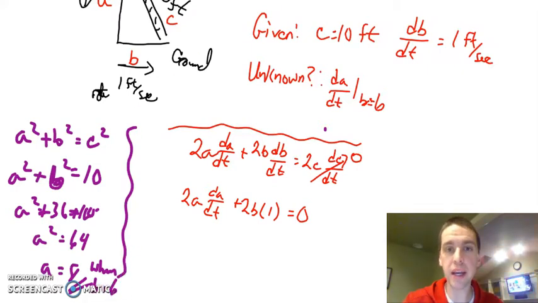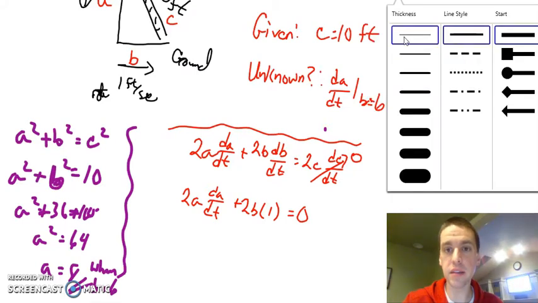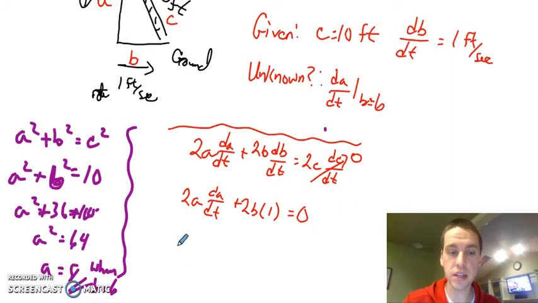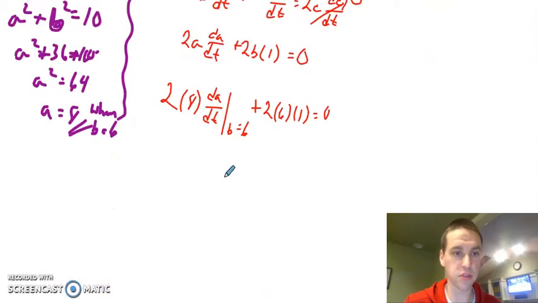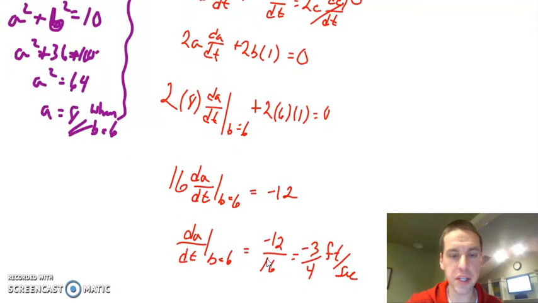So now I go back and I can substitute in what a is. Now I can say I can find dA over dt when b equals 6. That's the reason why I could plug it in, is now I have this given. Plus 2 times 6 times 1 equals 0. And you can solve this. So you can solve it right now. So you will notice that we got negative 3 over 4 feet per second is the rate at which the ladder is falling when the bottom of the ladder is 6 feet from the ground.